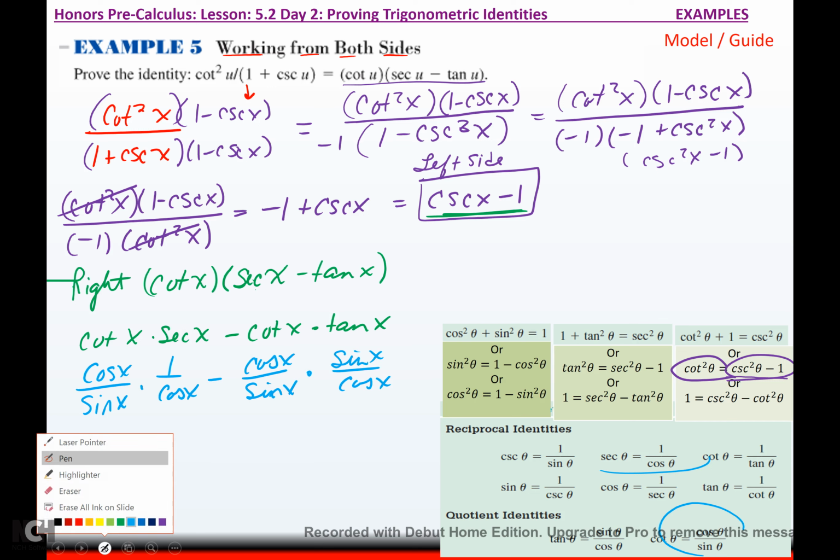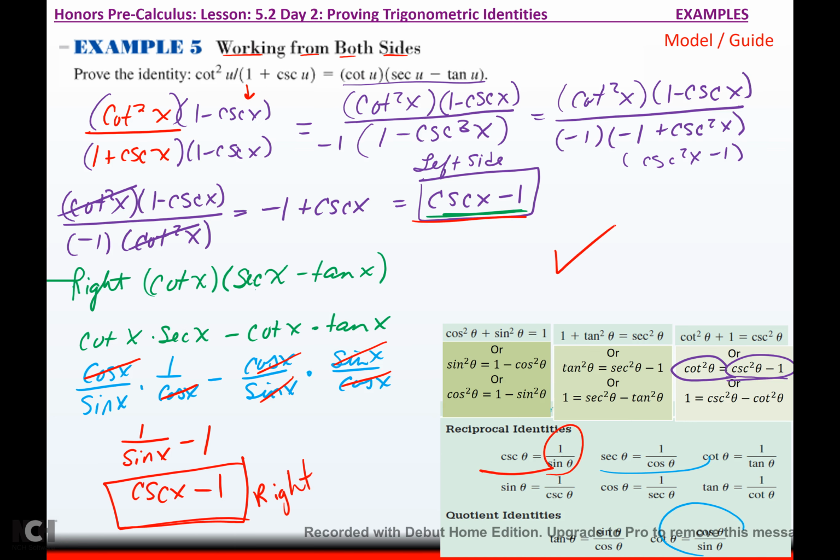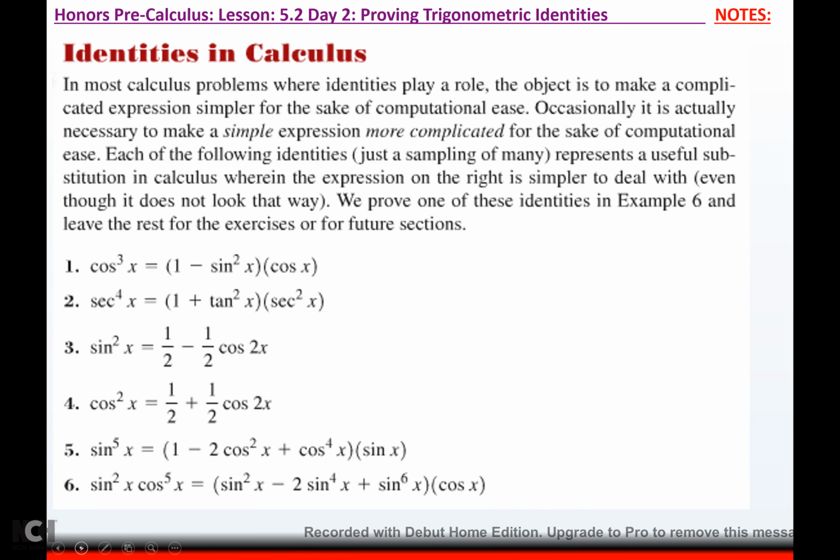So now if I cancel, this cosine cancels this, and I'm left with 1 over sine x. This cosine cancels that, this sine cancels that, so that leaves me with 1. And then if I replace 1 over sine x with cosecant x, I get cosecant x minus 1. So I simplified the right side to the same thing as the left side, so I win.